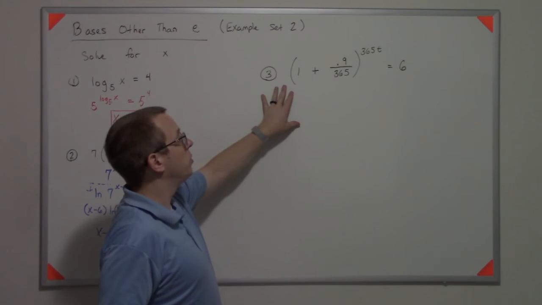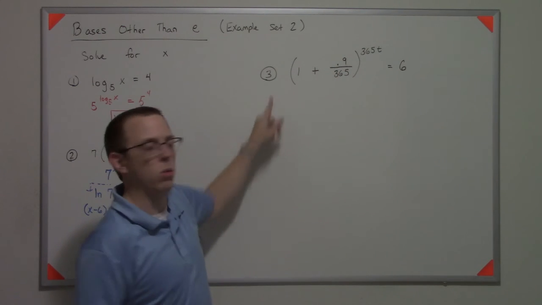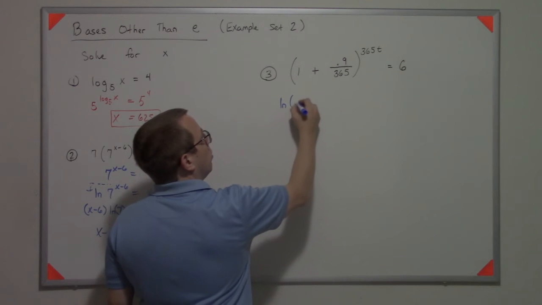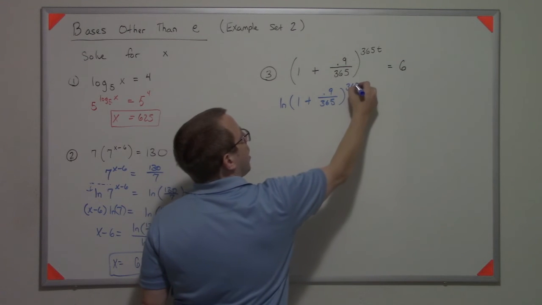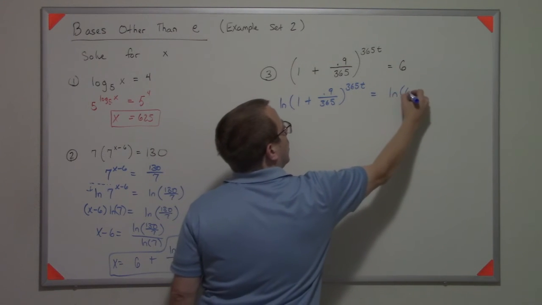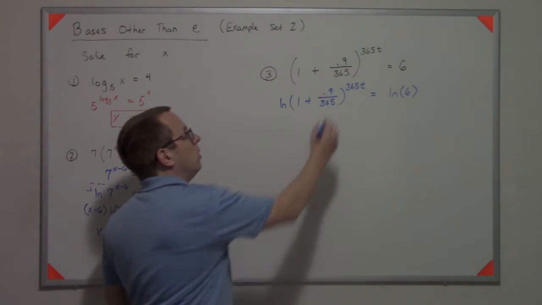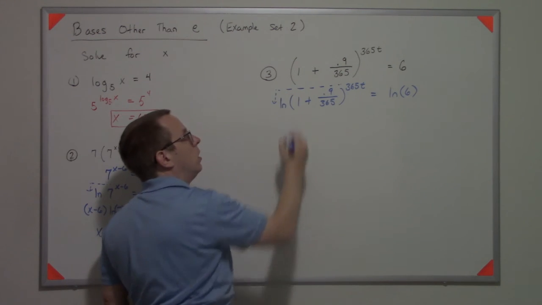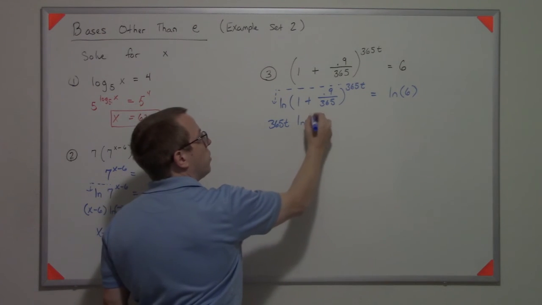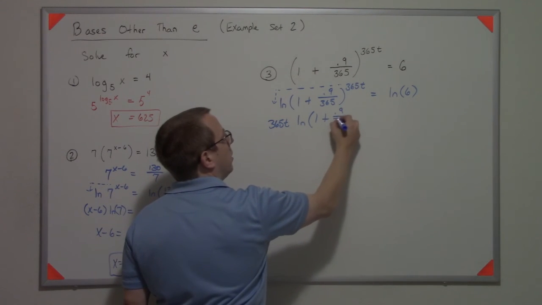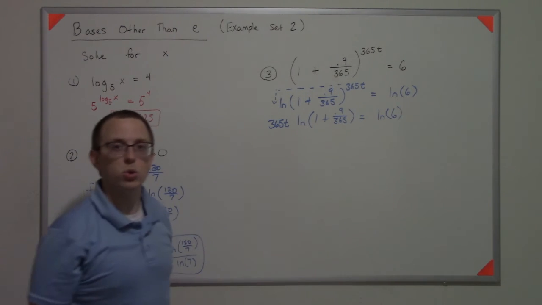So we're going to take the natural log of both sides so we can use the power rule to bring that power down. So if I say the natural log of 1 plus 0.9 over 365, to the 365t, is the natural log of 6. Now I can apply that power rule and bring it down front. I can say that's 365t times the natural log of 1 plus 0.9 over 365 is equal to the natural log of 6.